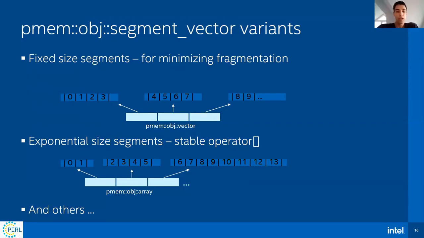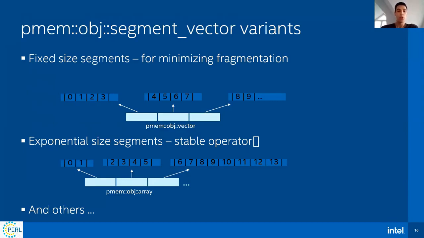In the second example, we are using a fixed size array to hold segments, which are vectors. The segment size is increasing exponentially, which allows for better performance. This kind of segment vector also gives you a stable indexing operator. What I mean by that is that since the array is not reallocated, one thread can append entries to the segment vector and other threads can read all previous elements using the indexing operator. So there are no races.